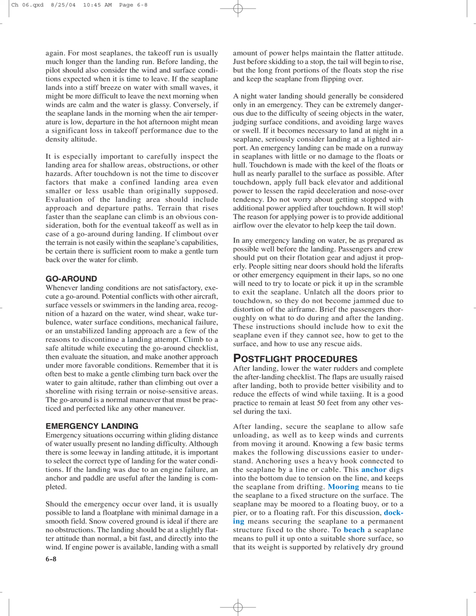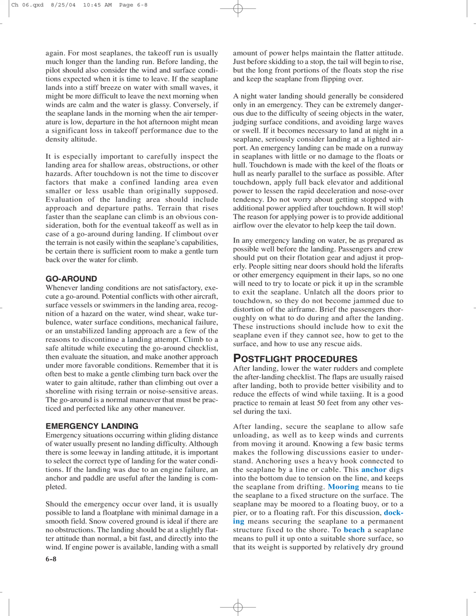In any emergency landing on water, be as prepared as possible well before the landing. Passengers and crew should put on their flotation gear and adjust it properly. People sitting near doors should hold the life rafts or other emergency equipment in their laps, so no one will need to try to locate or pick it up in the scramble to exit the seaplane. Unlatch all the doors prior to touchdown, so they do not become jammed due to distortion of the airframe.